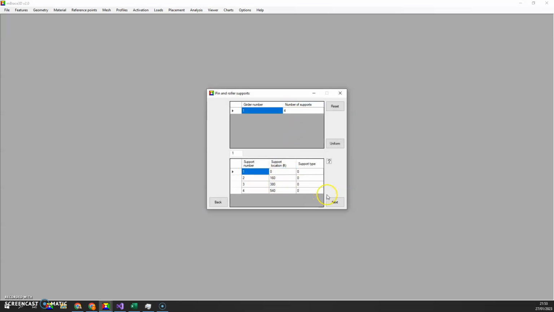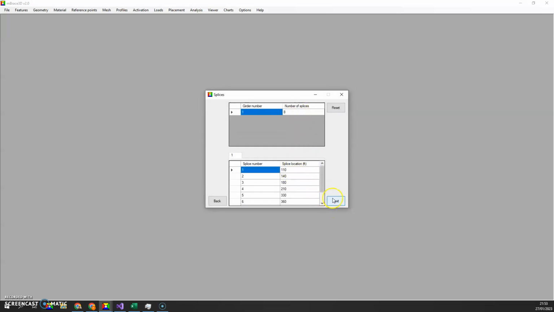I have 4 supports here. I don't need to have any pin because of the curvature of the bridge. So this is stable in itself. I don't need to have a 1 anywhere. 0 means a roller, and 1 would mean a pin. Okay, this is all here again.